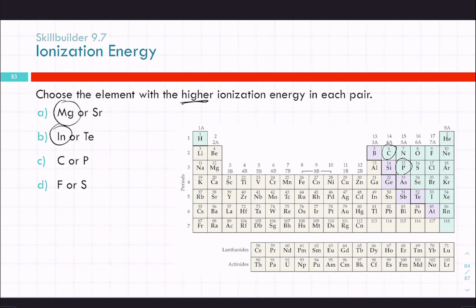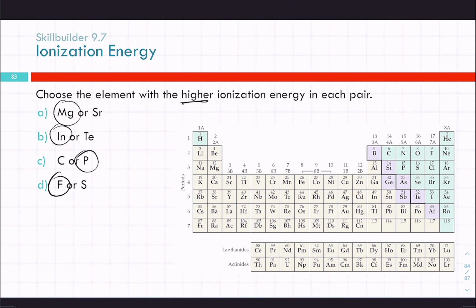Because phosphorus has higher energy. It's down a row, so it's a larger shell, but it's also closer to being a noble gas. So this is where moving left to right is more important than moving up and down. So in every way, it's the opposite of atomic size. It's phosphorus. So for D, fluorine and sulfur, fluorine, yeah. Because it's higher and it's smaller.